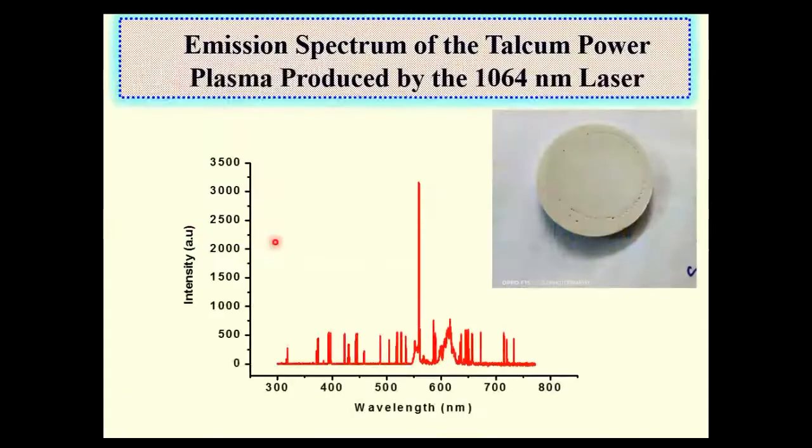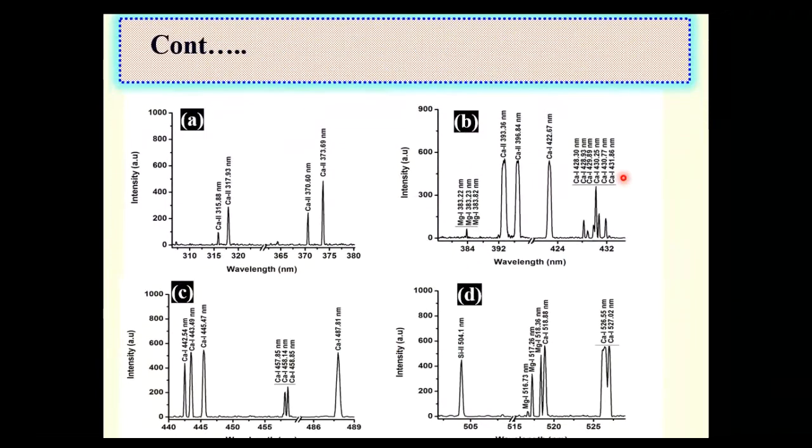Results and description. Emission spectrum of talcum powder plasma produced by a 1064 nanometer laser. This is our target material, and you can easily see there are multiple spots here. These spots are laser shots, and we have taken multiple data and finally taken the average of all data. The whole spectrum consists of 300 nanometer to 780 nanometer. We will analyze this whole spectrum, which gives information about this target material. This whole spectrum was further divided into portions for perfect identification of transition lines or emission lines.